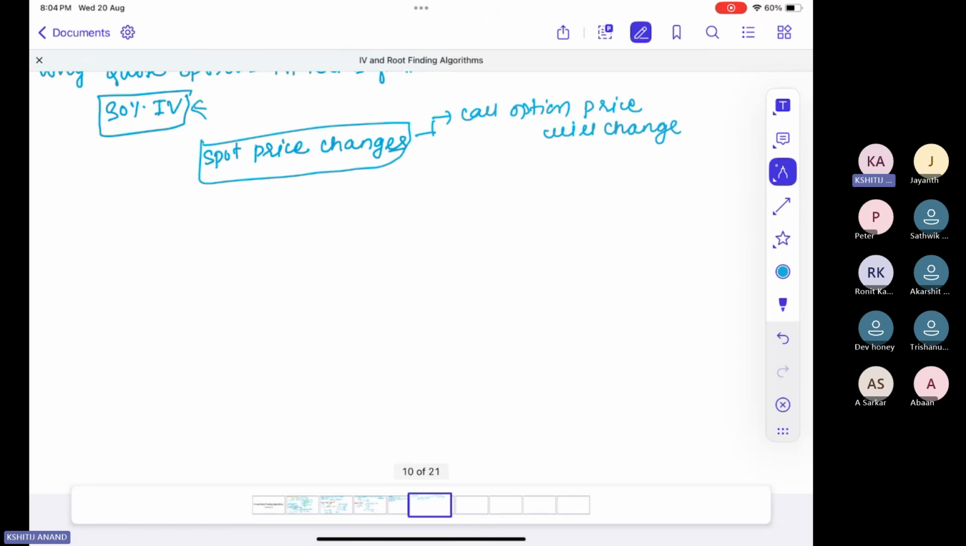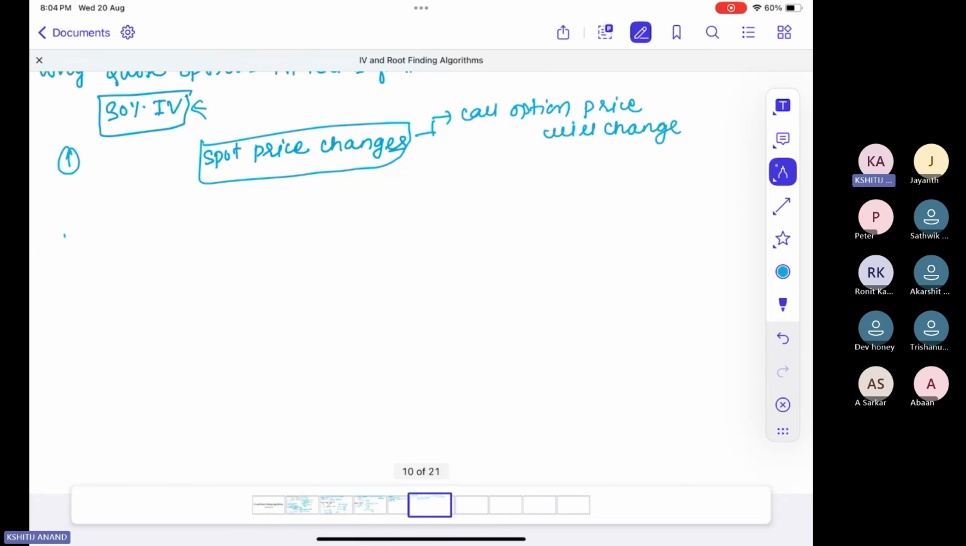But if I and you enter into an agreement such that I will be buying from you at 30% IV, then at any point of time, whatever the spot price is, I will put 30% IV into the Black-Scholes formula and find out the price from it. And then we both can easily transact at that particular price given by the Black-Scholes model, that is 30% IV.